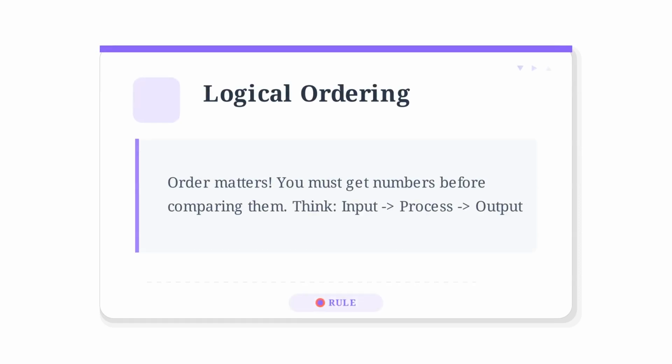Here's a crucial rule. Order matters. You absolutely must get the numbers before you can compare them. Think input, then process, then output. This logical flow keeps everything organized and prevents confusion.